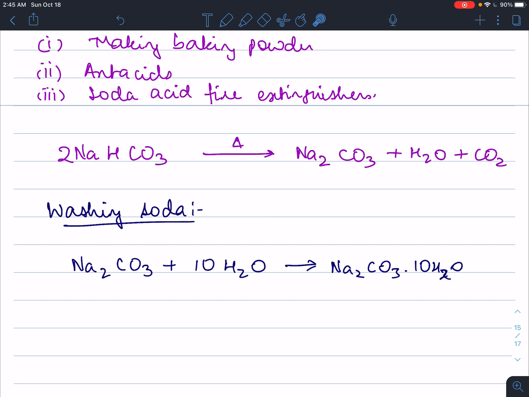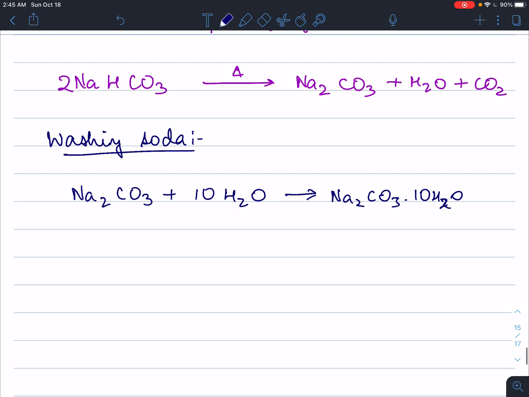Now please note, this does not mean that your sodium carbonate is wet. No, it's not a solution. This is a crystal. Okay, it's called recrystallization. This is also just a powder. It is not liquid. So this is also very important.